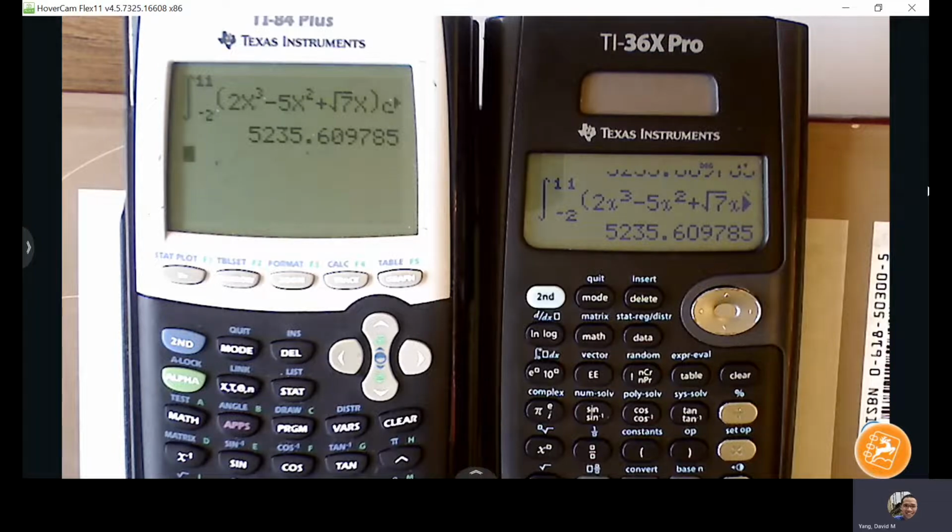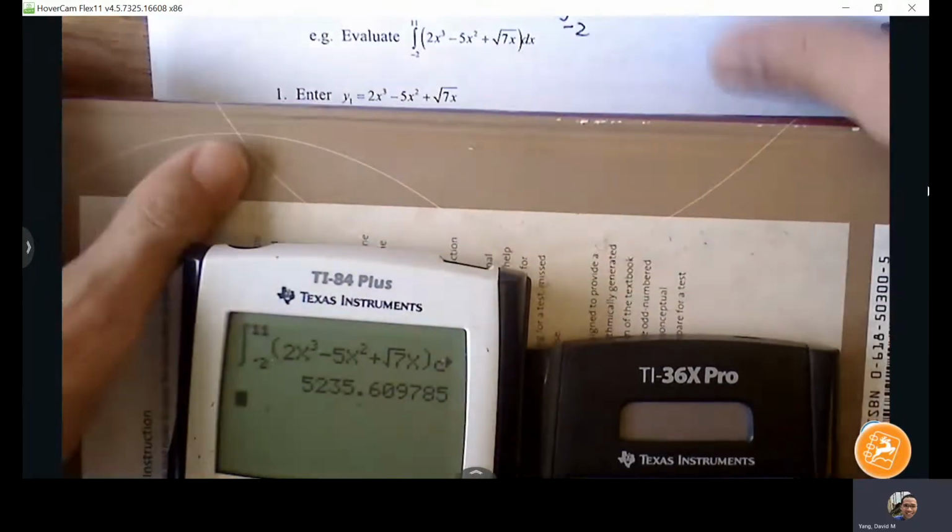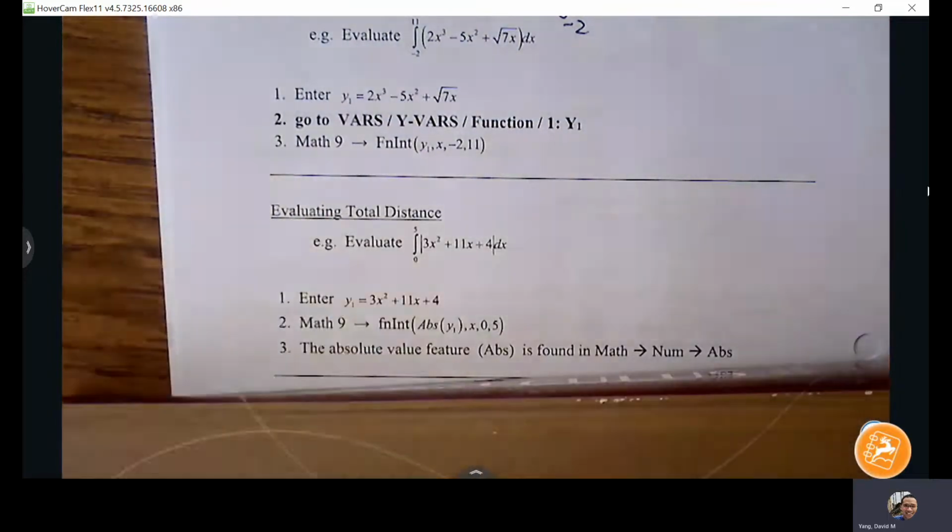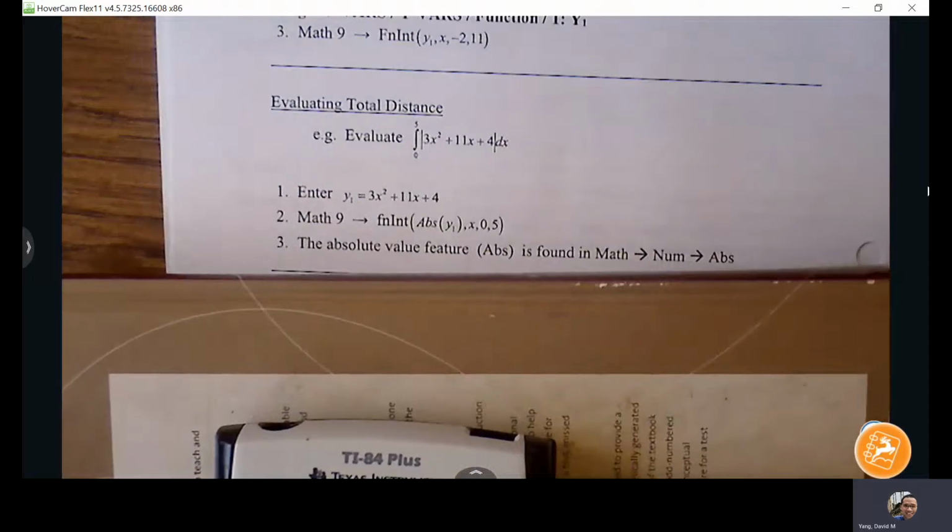Okay, everybody good with keystrokes? Everybody good finding definite integral notation and plugging in x? The next thing I want to show you is how to enter absolute value notation into the calculator. If you look a little below here, evaluating total distance, we're going to need that knowledge for next week as well. So we're going to go to Math 9, just like before, but there's an ABS button, which is found under Math, Num, ABS. I'll show you the keystrokes there.